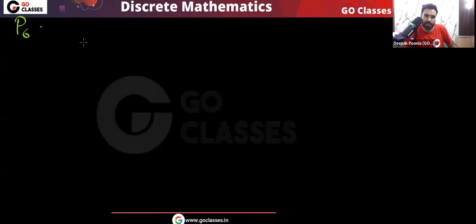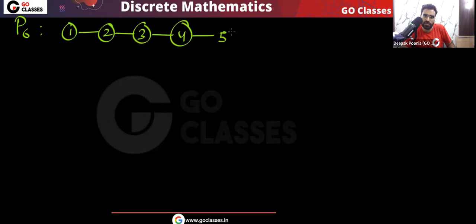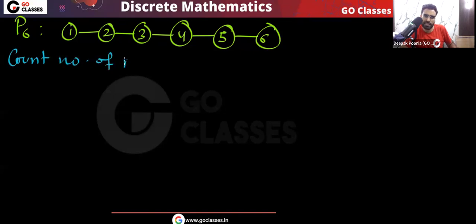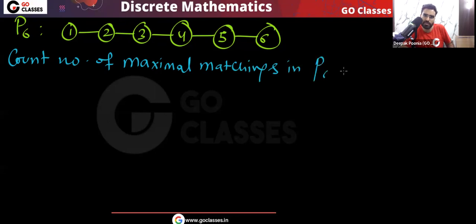So basically, a P6 path graph on 6 vertices is given to you: 1, 2, 3, 4, 5, 6. This graph is given to you, and we need to count the number of maximal matchings in P6.